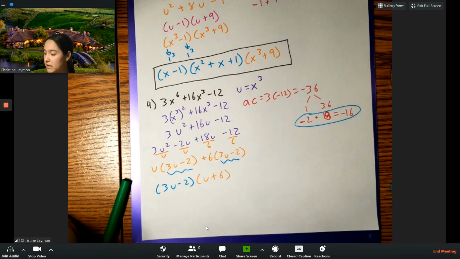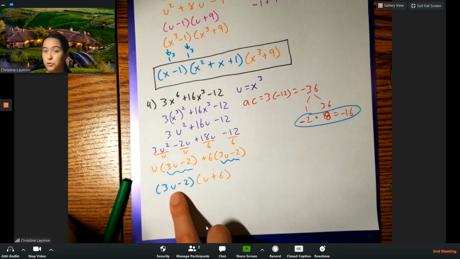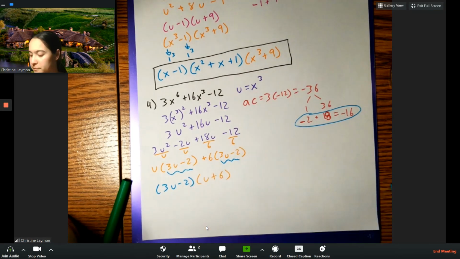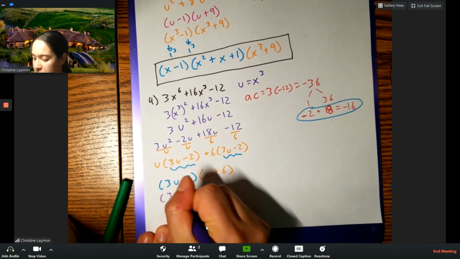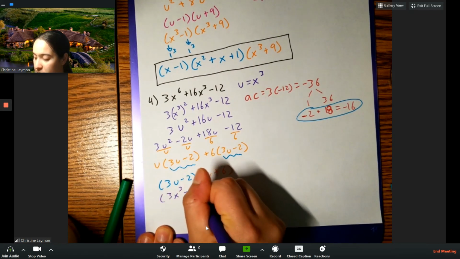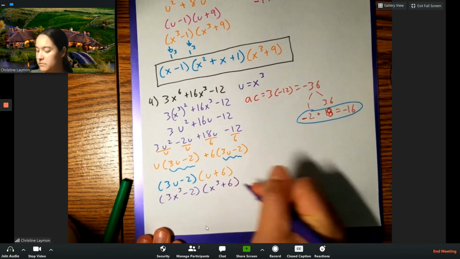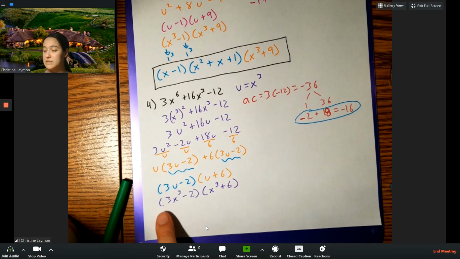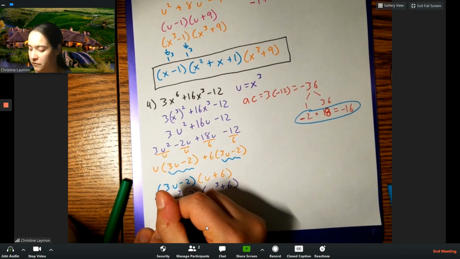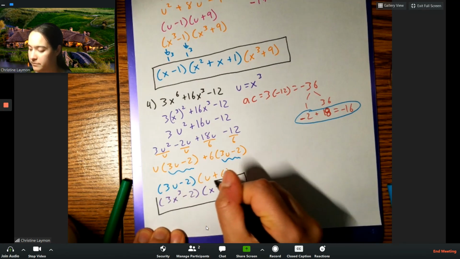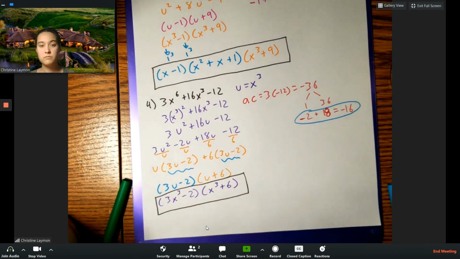Go back to the beginning and do our plug-in. Remember, u is really x cubed. So I have 3 x cubed minus 2, quantity, x cubed plus 6. The remaining stuff here are not perfect cubes, so I am done. This cannot be factored any farther. There's nothing left in common. Okay, so this video has covered quadratic form, sum and difference of cubes, sum and difference of squares, as well as perfect square trinomials.